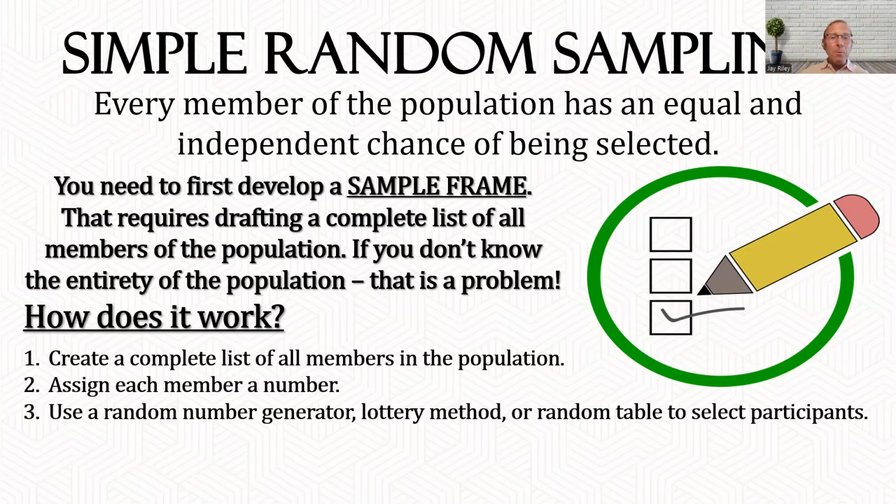So how does this work? Well, first, we got to create that list, right? We've got to list all the members. We're going to assign each one of them a number. Now, we need a random method of selecting people on that list. It could be a random number generator, some type of lottery method, or some sort of random table that allows us to select participants.